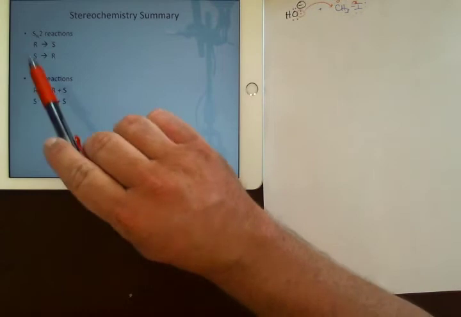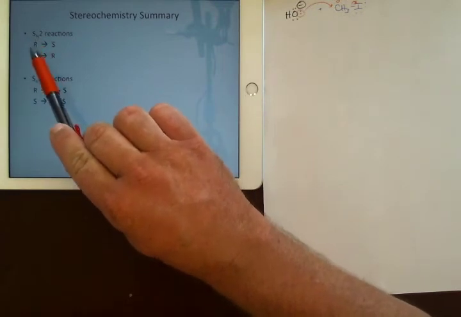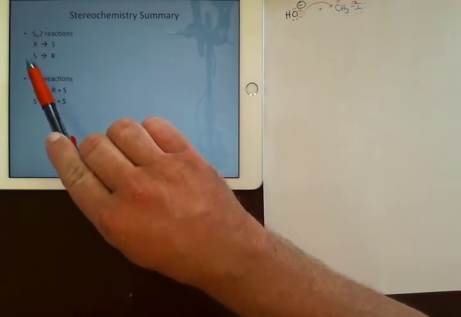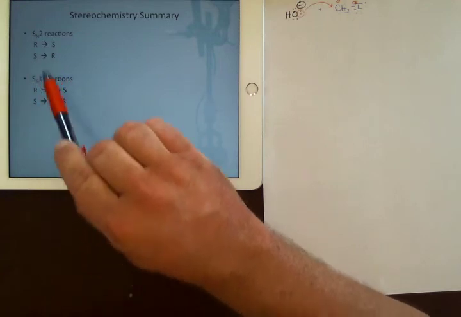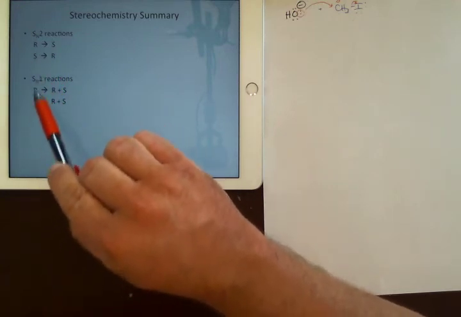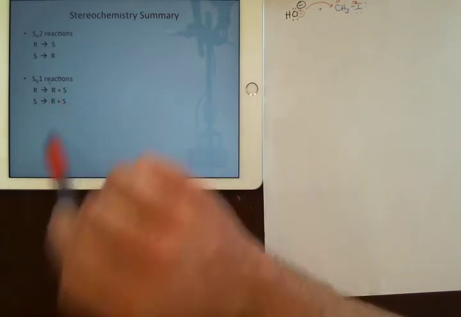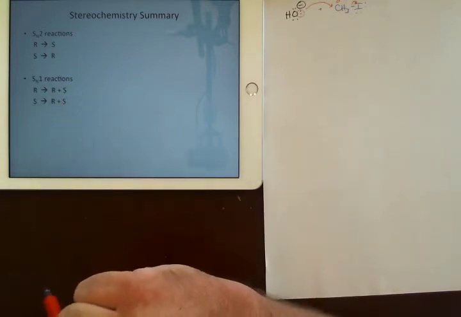So if you have an SN2 reaction and you start off with R, your product's going to be S. If you started with S, you're going to end up with R. For SN1, it doesn't matter which one you start with, R or S, you're going to get both of them out at the same time as a product.